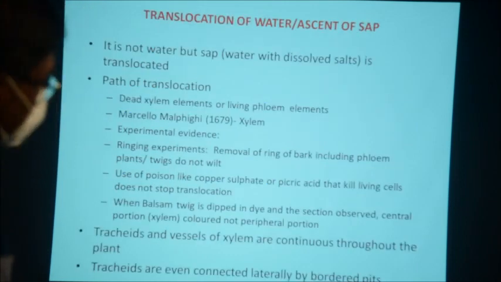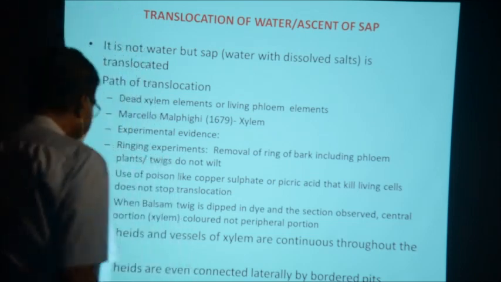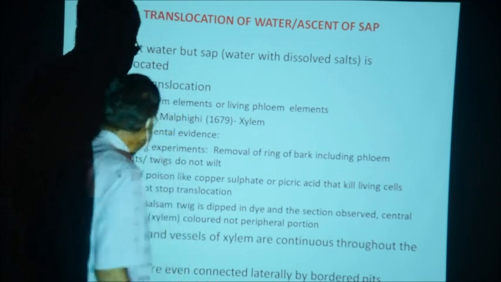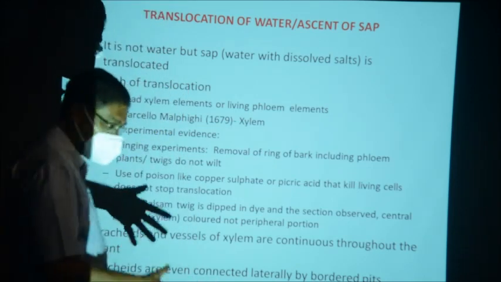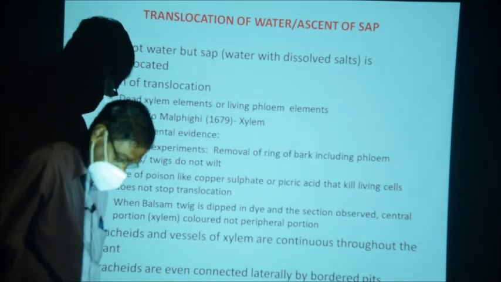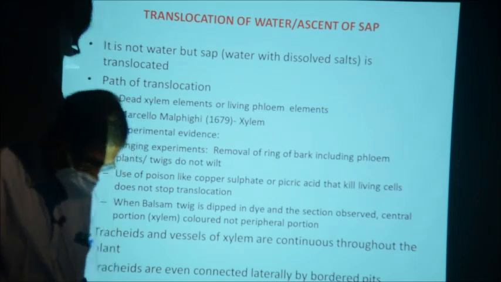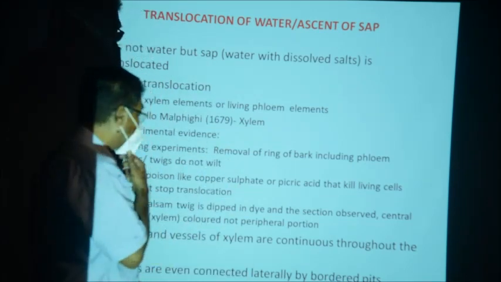Now coming to the translocation of water. Water translocation is the movement of water, once absorbed by the root, to other parts of the plant, the higher parts. This is also called ascent of sap. Ascent means to move up. Why? What is sap?